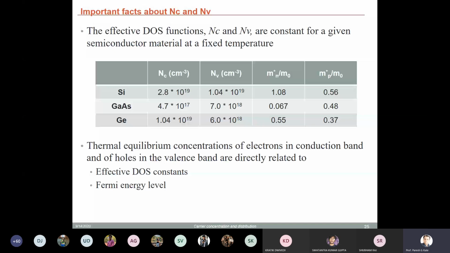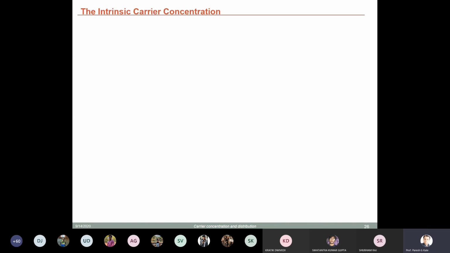Okay. So the point here is that the equilibrium concentration of any of the carriers depends on these effective DOS constants. If temperature changes, NC and NV are going to change, and it also depends on the Fermi energy level, where the EF lies. Later we will see that when we dope the semiconductor, this EF will be shifting. The distance between EF and EC or EF and EV will be different.